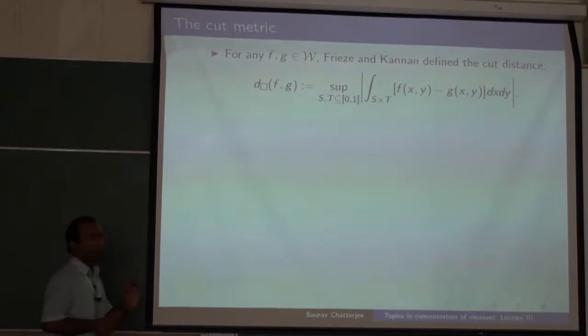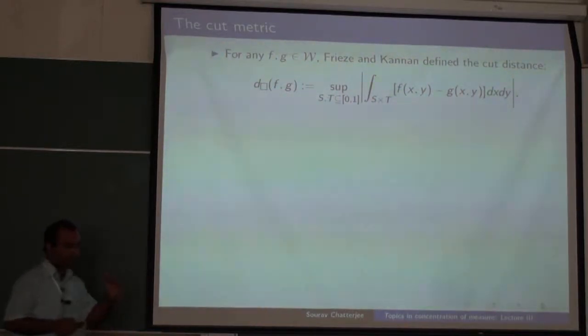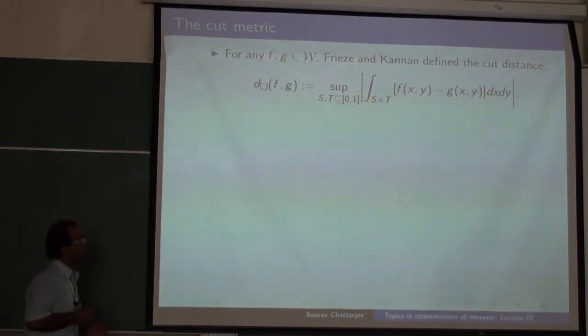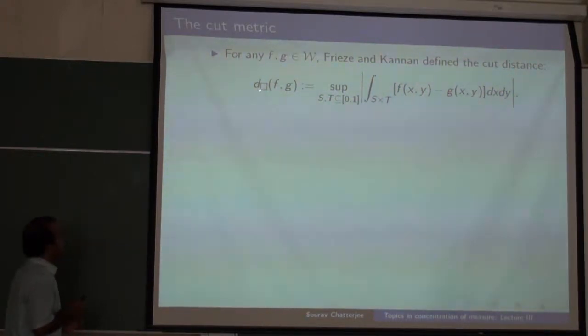Okay, so let me go there step by step. It requires a few steps. First of all, you consider the cut distance. The cut distance was defined by Frieze and Kannan, I think. You take two bounded measurable functions, symmetric on the unit square. You define the cut distance as the supremum of the integral of f minus g over all rectangular sets.